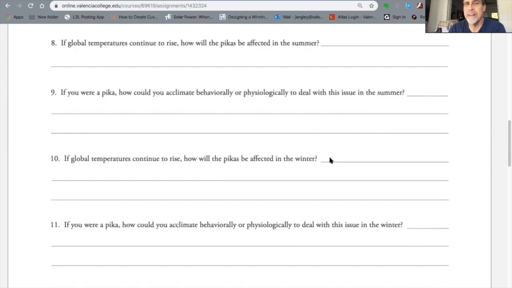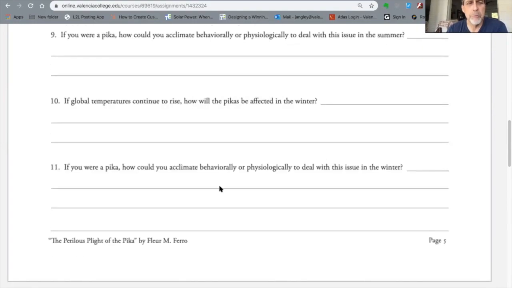Now, I'm going to give you a hint and say that pika will definitely be affected in the winter from climate change. Just think about all the things that can happen as the winters get a little warmer, and what might happen to the pika. And how do the pika stay warm in the winter? And what might happen to that if it gets warmer, right?